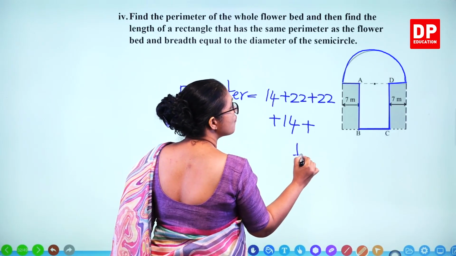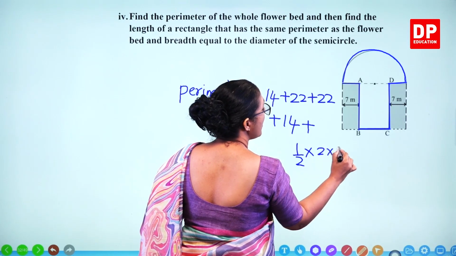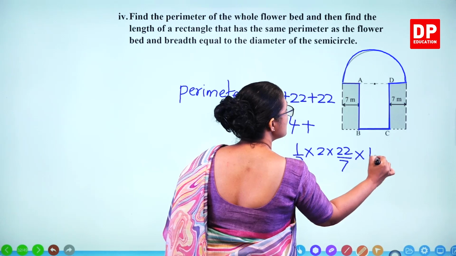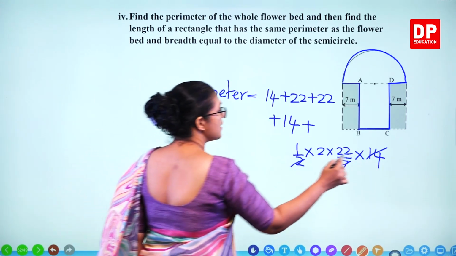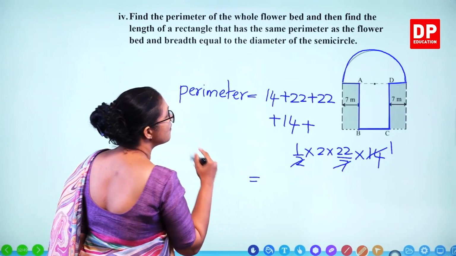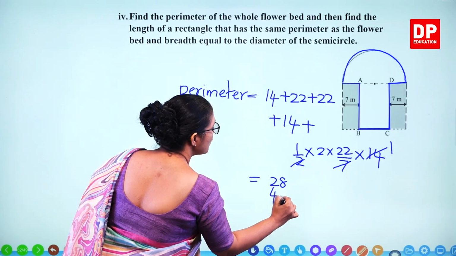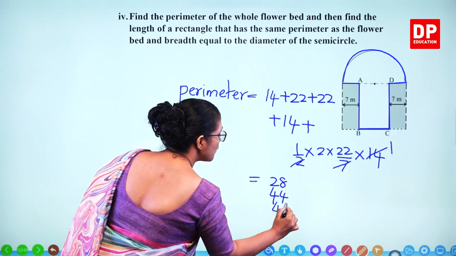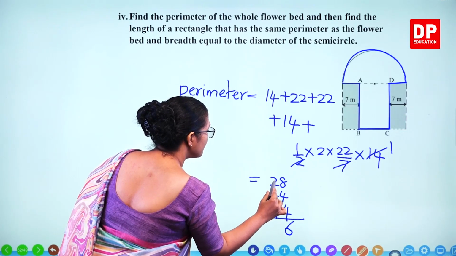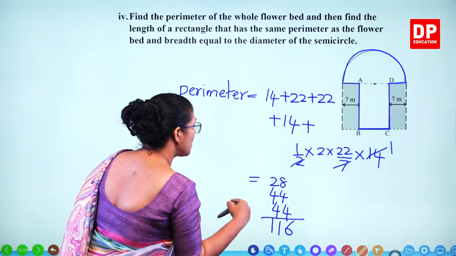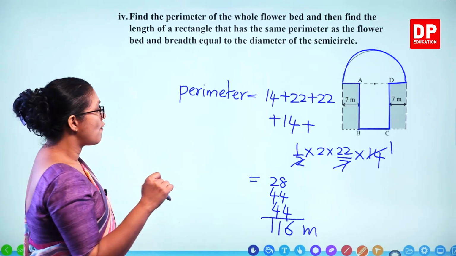Arc length is half into 2 pi r. 2 into pi, 22 over 7. Radius is 14. 2 times 7, 14. This 14 cancels out. Then what are the numbers you have? 14 and 14, 28. 22 and 22, 44. And this one, another 44. When you add it, you get 116 meters as the perimeter of this flower bed.